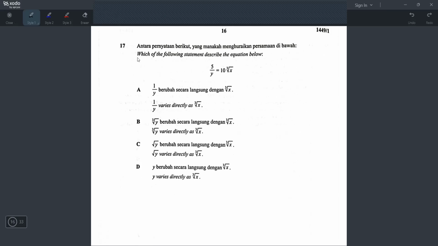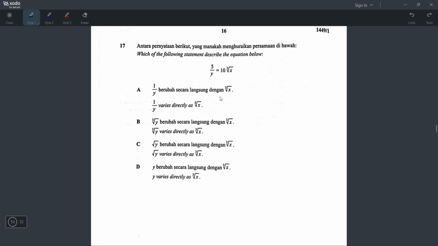Okay, number 17. Let's read the question. Which of the following statements describes the equation below? So this is the statement. Okay, so I think this is variation, right? So if you look at the answer, I already know the answer is A.